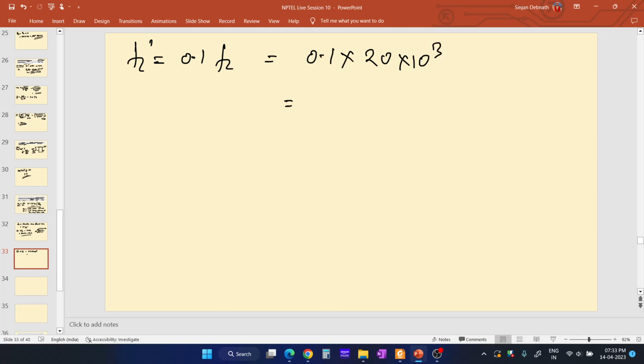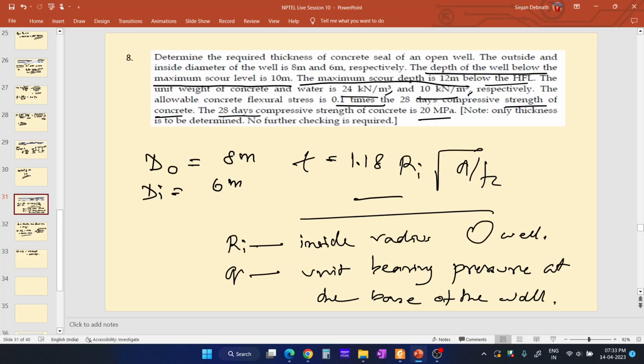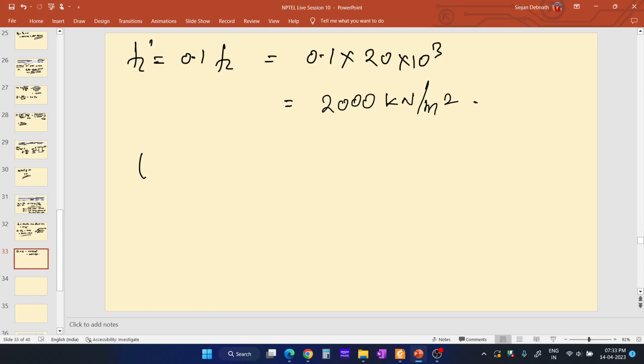So it comes out to be 2000 kilonewton per meter square. So now we have the values of all the parameters. So thickness is 1.18 Ri root over of Q by Fc.